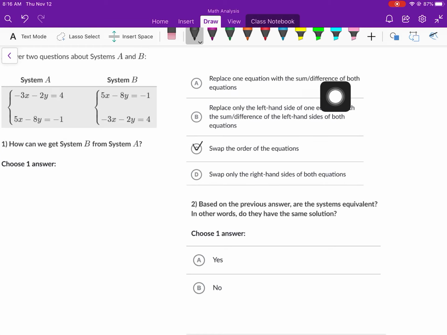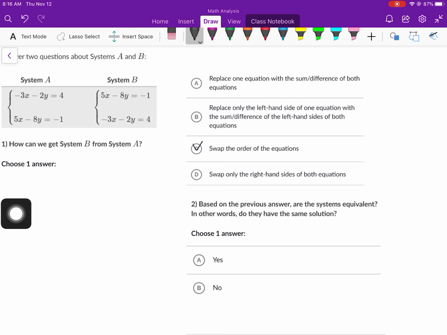They didn't replace one equation with a sum and difference. They didn't swap the right-hand sides of the equations. That's whenever they would just swap these two numbers out. Like this would become a -1, that would become a 4. No, they just swapped both of the equations out, right? They swapped the order of the equations.